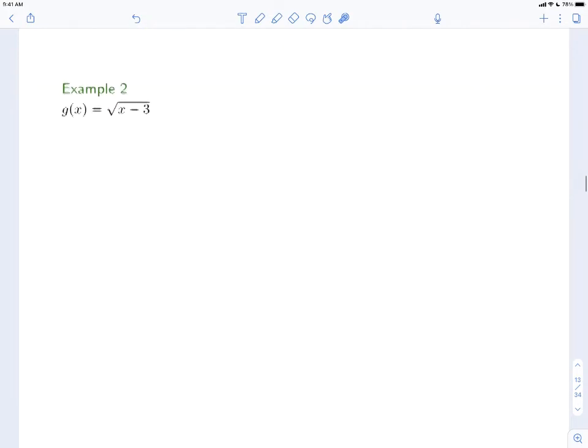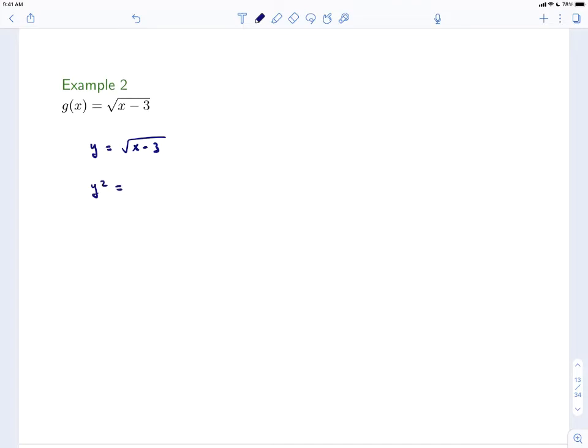Let's do another example. Here we have g of x is equal to the square root of x minus 3. So we do it the same way. You start with y equals the square root, or the radical, of x minus 3. And our goal is to solve for x in terms of y. So we square both sides. So y squared is the square of the square root, so that's just going to be x minus 3. And then we add 3 to both sides. So y squared plus 3 is equal to x.